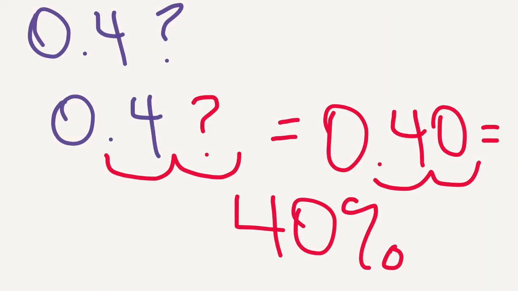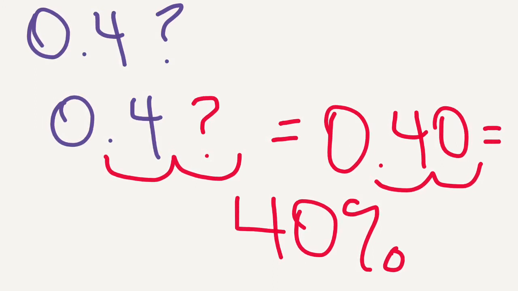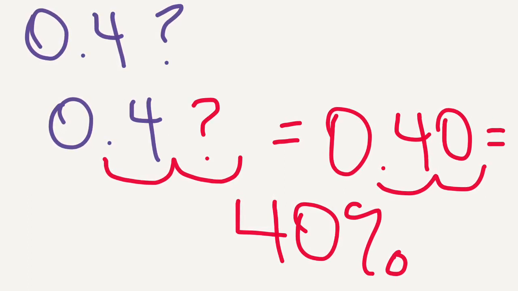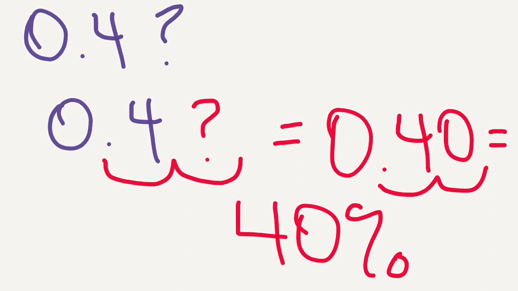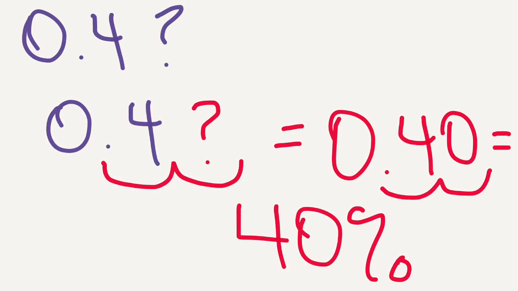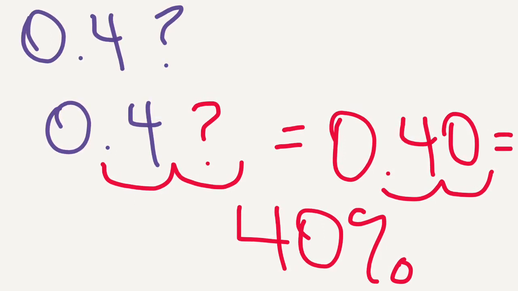So what if there's only one number after the decimal place? You still move it over 2 places to the right, and you add a 0 as a placeholder. So here 4 tenths will turn into 40 hundredths. So you should have 40%. So anytime you only have one place after the decimal point, you just add a 0. And in this case, it makes it 40%.